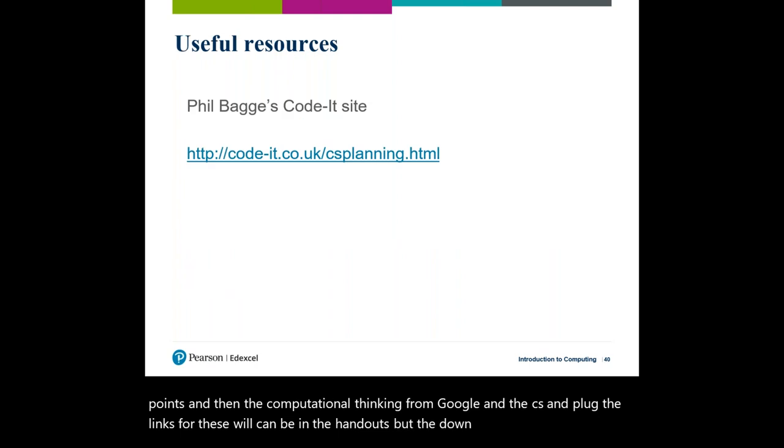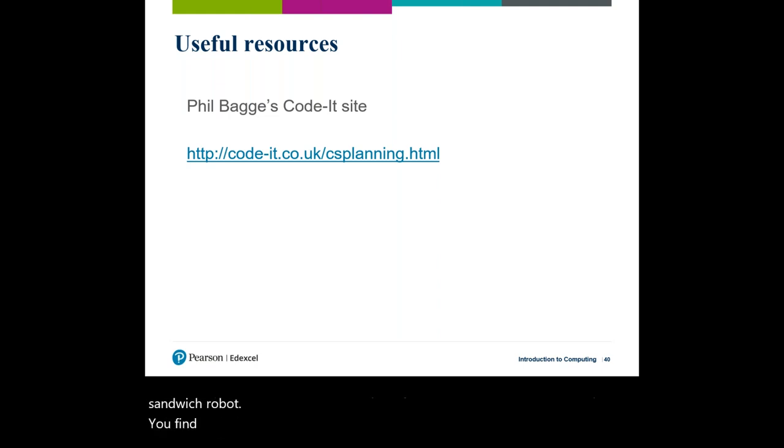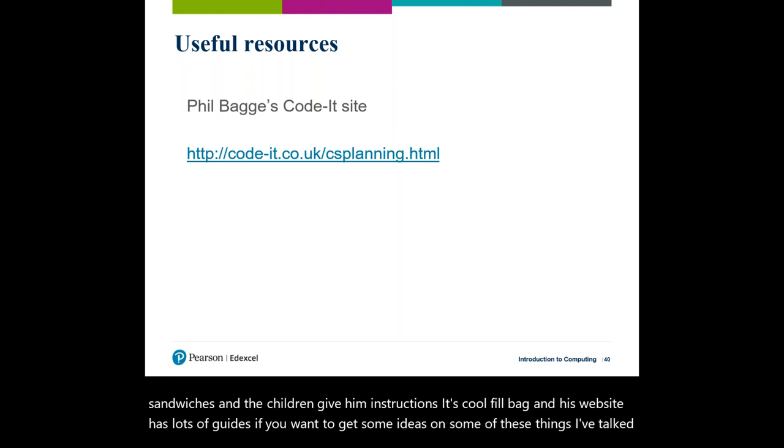And another website, this is the chap who does training in the UK. If you Google make a jam sandwich robot, you'll find him because he has a video of him pretending to be a robot that makes sandwiches and the children give him instructions. It's called Phil Bagge, and his website has lots of guides if you want to get some ideas on some of these things I've talked about. Again, his website's well worth a look.